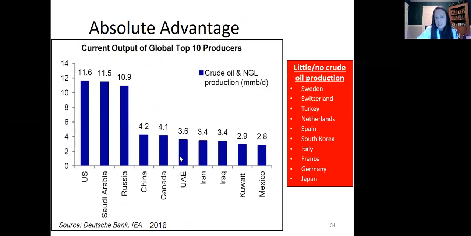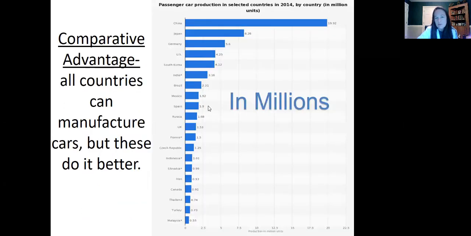So these countries right here in the blue would have the absolute advantage over these countries in the red because these in the blue actually produce oil. They have crude oil as a natural resource. These countries over here don't produce any oil hardly at all. So these countries in blue would have the absolute advantage over these countries on the right because we have oil production and they don't.